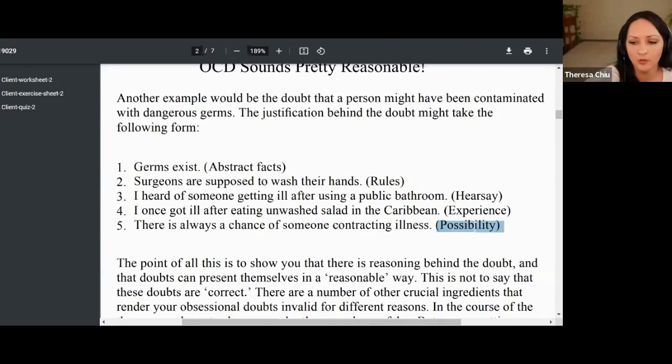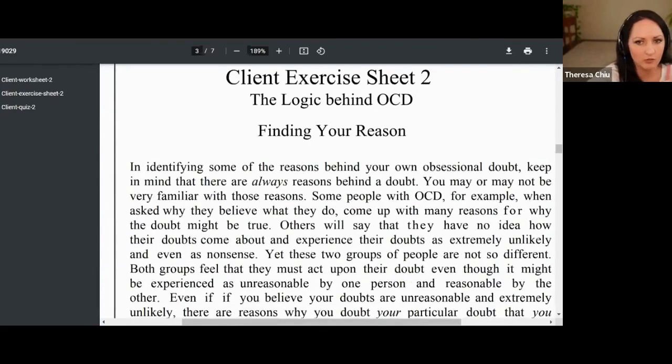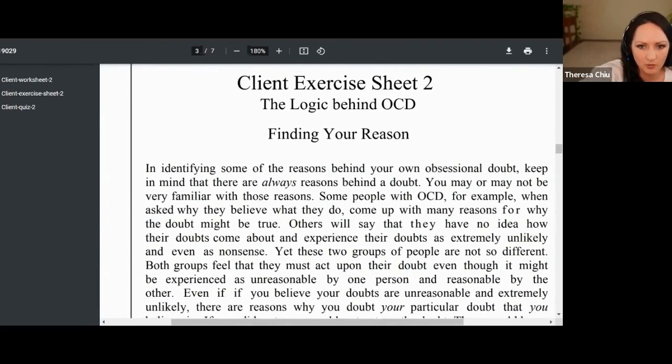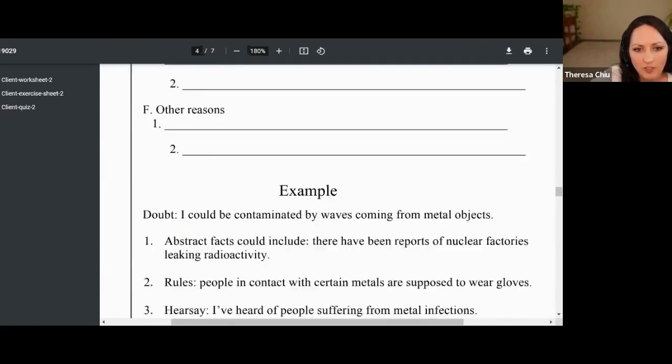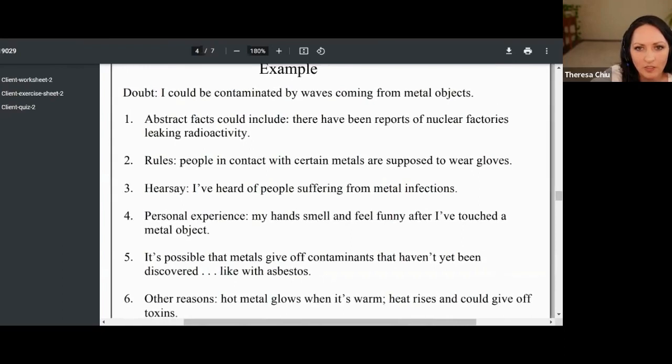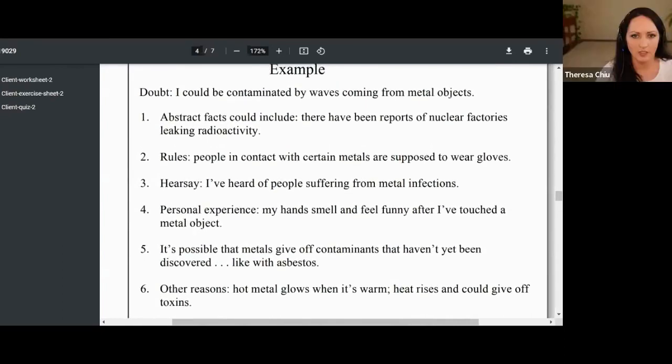Okay, so we're showing the tricks of OCD, and let's go down here. I want to show you, and again, you'll have this so you can read through it more thoroughly. We're covering it generally in session, but I want to show you this other example. This is someone else with OCD whose reasoning process uses the same common categories, but this is for someone who has concerns about waves of contamination from metal objects. Go ahead and read through this and we'll talk about it.